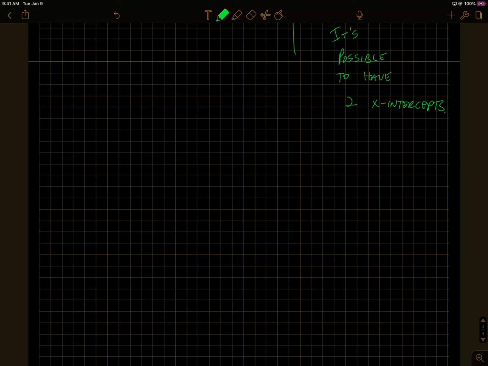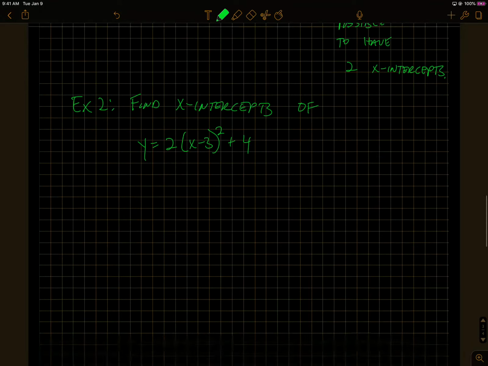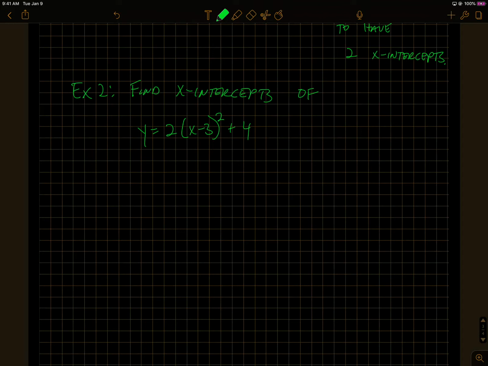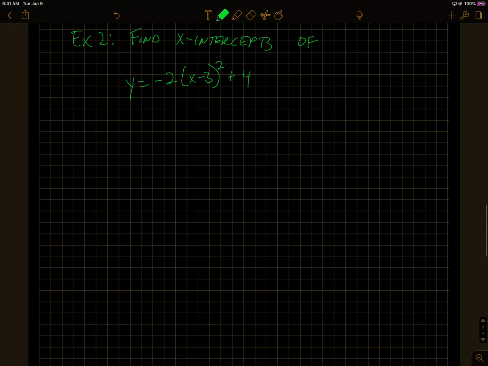Let's look at how to find these in each case, what happens. So we're going to do example 2. Find the x-intercepts of y equals 2 times the quantity (x minus 3) squared plus 4. Let's do the negative one first, the one that actually has 2 answers. y equals negative 2. We're going to reflect that so we get some answers.